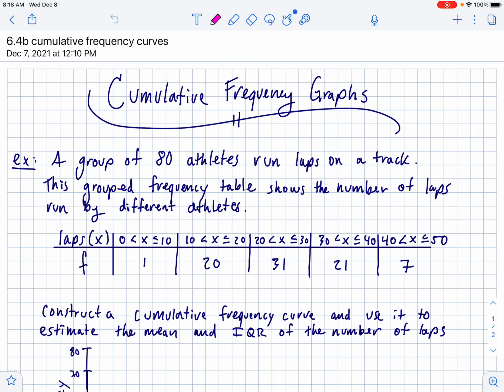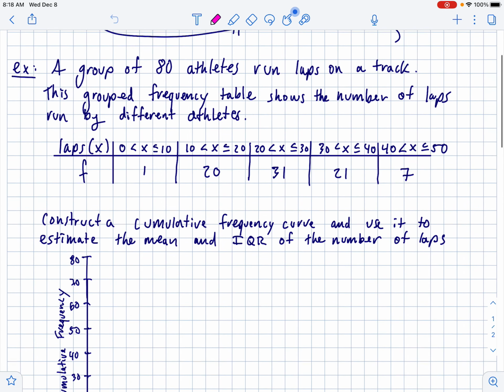IB AASL 2. Today's kind of a short one. We're just going to talk about cumulative frequency graphs. So I'm going to lead you through how to create a cumulative frequency graph just by doing an example with you guys.